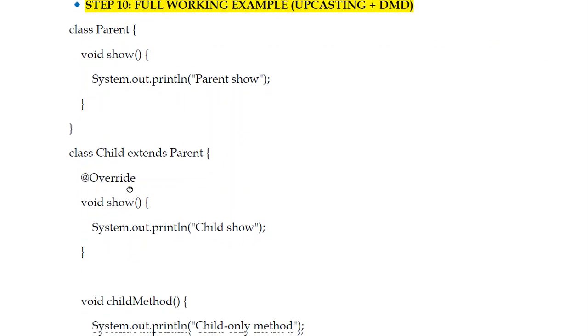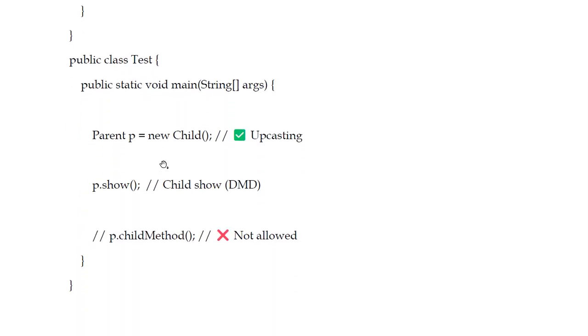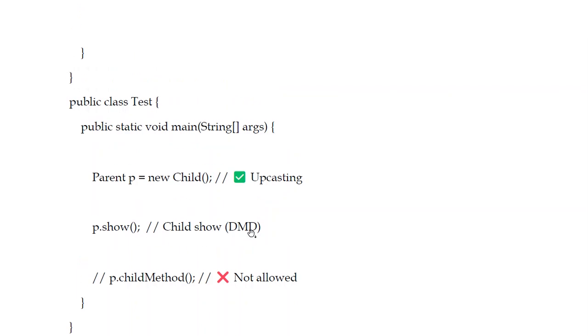The parent class has the show method available. The child class overrides the show method, and the child class also has one more method. In the main function upcasting is happening: the parent class refers to the child class object. So p dot show means child show. It will decide at runtime.